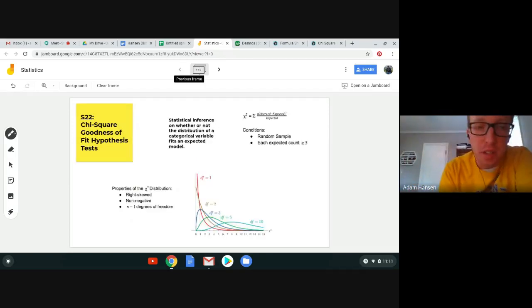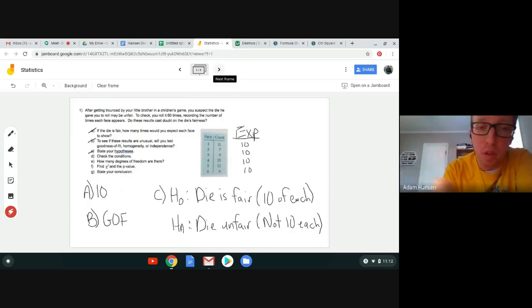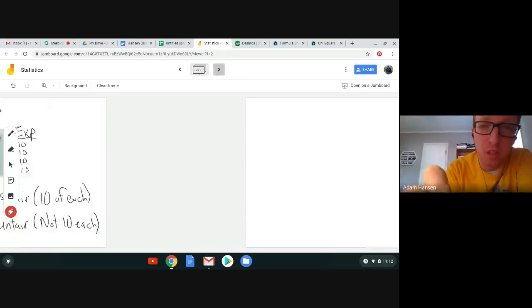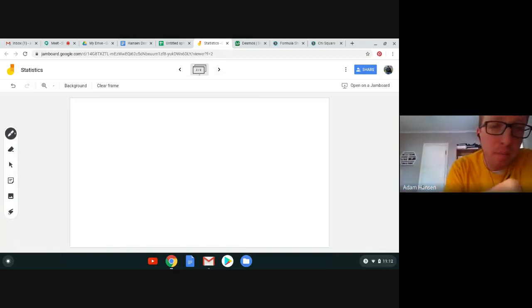Now it says to check the conditions. The conditions are outlined here. Rolling a die is a random sample. I need to have at least 5 ones, twos, threes, fours, fives, and sixes. Well, I expect to roll 10 apiece, so that's not a problem. Conditions are satisfied. We have a random sample, and I expect at least 5 of each number to have been rolled.